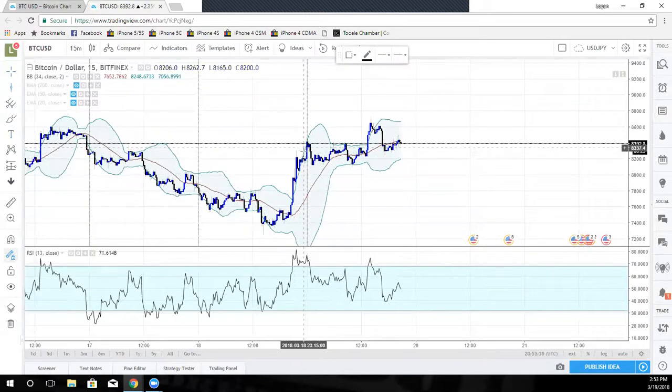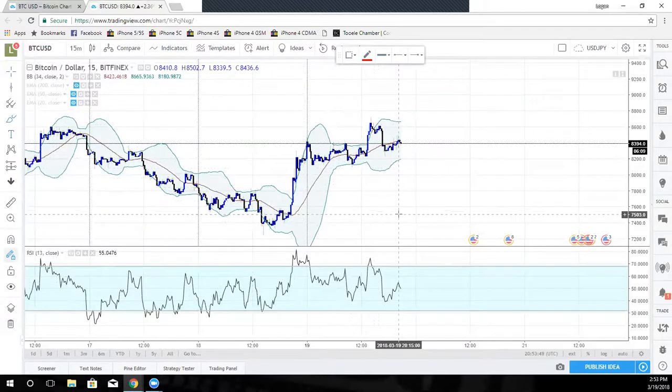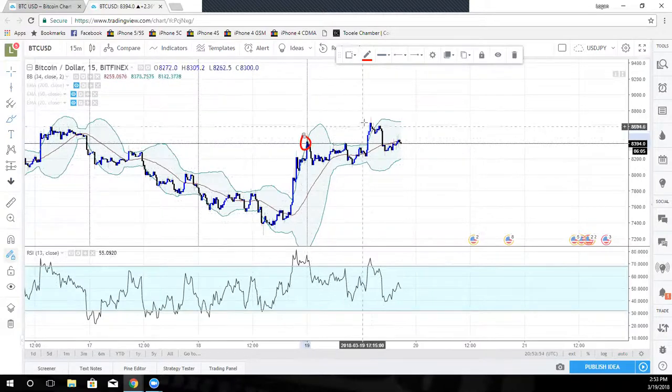So we got a break here and a break here. We also have a break here and a break here. Break here, a break here. So we have all these different breaks. So we're looking for these breaks. Let's look for something that's kind of spread apart a bit. So we have this break and this break. And if you look down at your RSI, it's overbought. It's also overbought here.